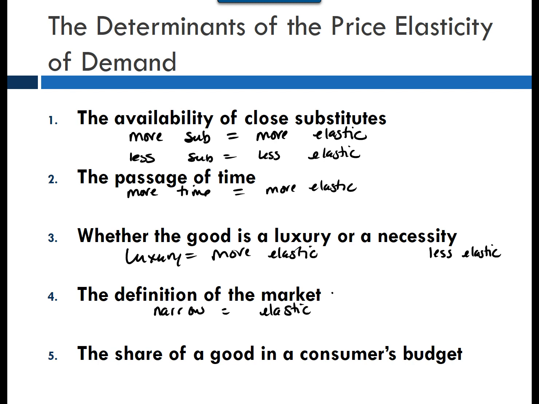Share of consumers' budget: if it's a bigger percent of your budget, so big ticket items, it's going to be more elastic. You're going to respond more to a change in price, if only because you notice it more. So you're going to react more to a change in the price of cars or houses or whatever's a big part of your budget. It might be your cell phone bill or something like that. You're going to react more to a change in that.